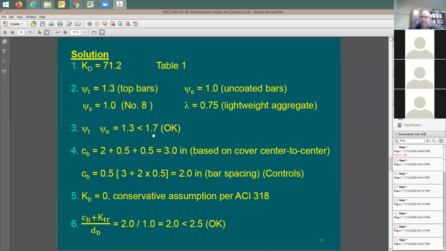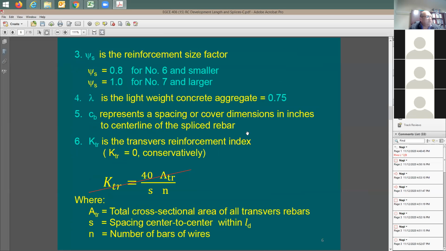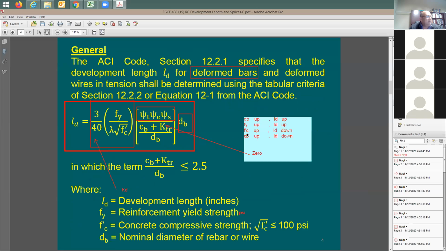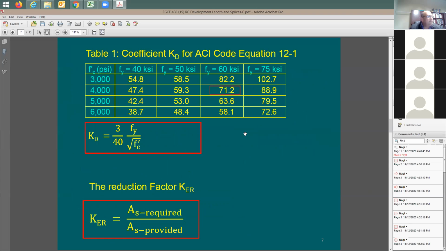Question: for lambda, you said if it's not lightweight aggregate, it's 1.0? Yeah. I don't know if you have it here, but this is what we used to do in the past. When you have this lambda factor for lightweight concrete, we usually have two values that we use. If you have lightweight concrete, use 0.75. If you have normal weight concrete, use 1.0.